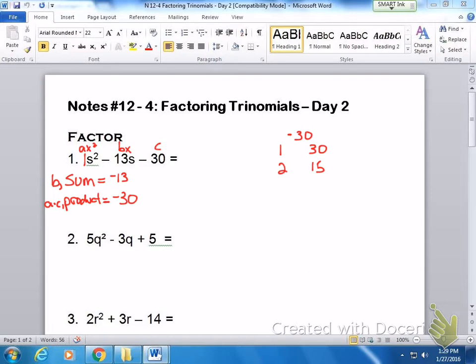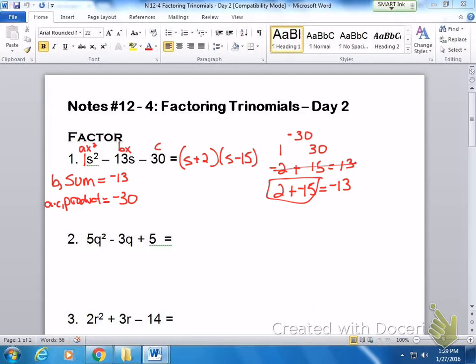So let's try those. I'm going to try negative 2 plus 15 first. And that gives me positive 13, so that's not right. So let's try 2 plus negative 15. And that does give me negative 13. So there are my answers. So I'm going to open up my parentheses. I have s for my variable, so I'm going to plug that in. And then I take the 2 here, and then minus 15 right here.